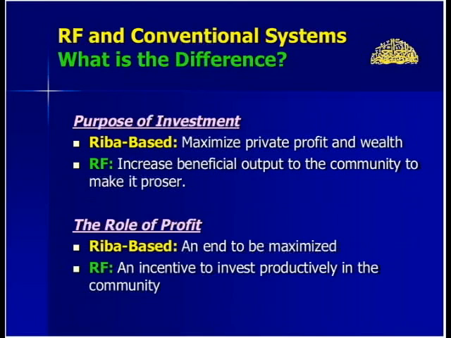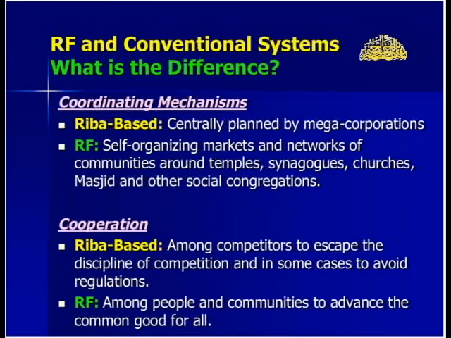Profit, it's an end to be maximized in a riba-based bank. Profit is an incentive to invest productively in the community. The coordinating mechanism in the riba-based banks is central planned, all run from a central office headquarters. In the riba-free banking, it is done on a case-by-case basis, on a branch-by-branch basis.